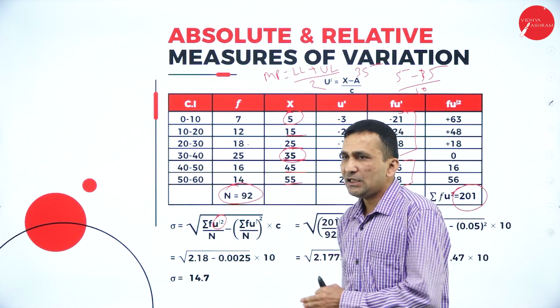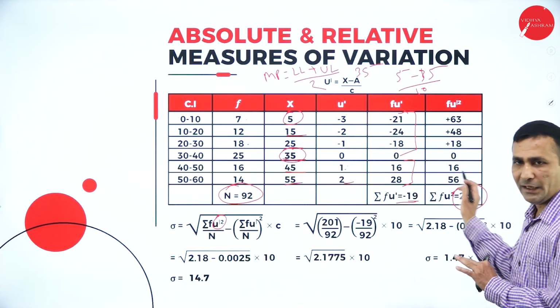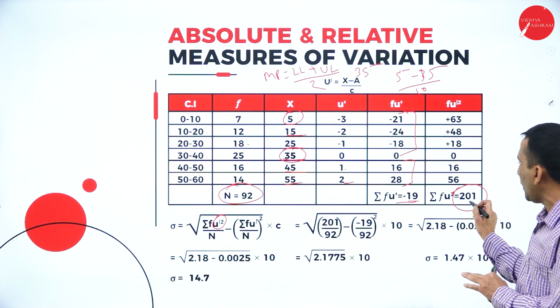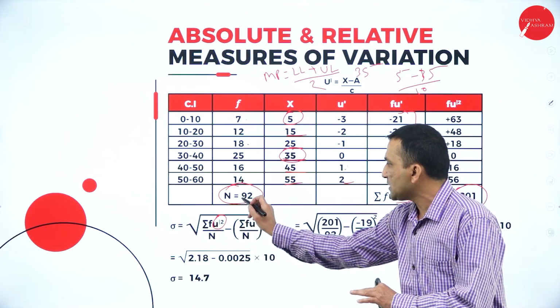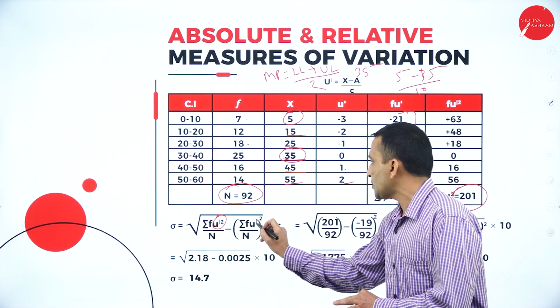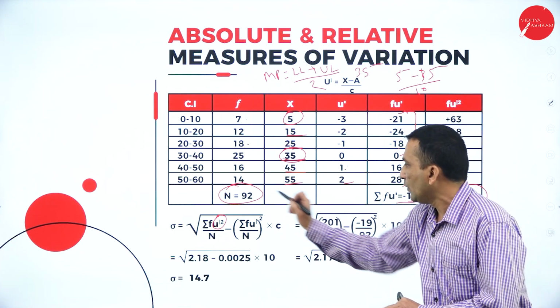Now we can apply the formula. According to the formula, we have everything required. Now sigma fu dash square, we got 201, divided by n, the frequency total 92, minus sigma fu dash, how much did we get? We got minus 19, divided by 92, n, the frequency.